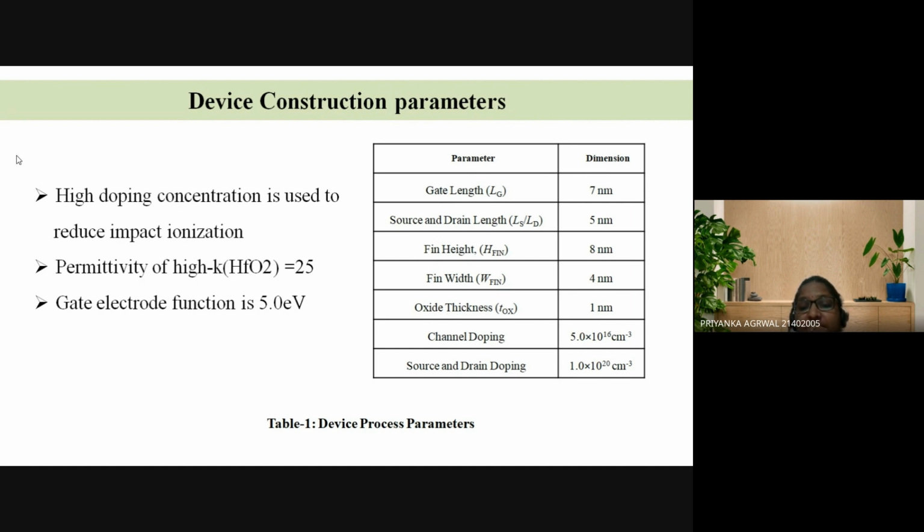Here we are using very high channel doping and very high source and drain doping because it helps to reduce impact ionization. The permittivity of the high-K dielectric, hafnium oxide, is very high, which is 25. It helps us to reduce the short channel effects, and the gate electrode work function is 5 electron volt.